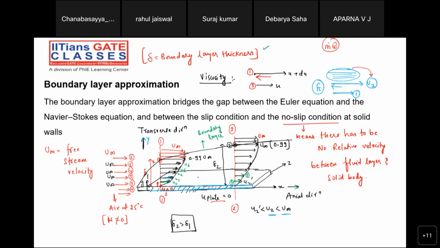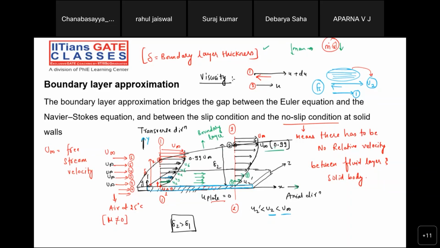But how can it transfer the momentum? If the velocity is reduced, the momentum transfer will also be reduced, right? Because more and more of the fluid layer will be coming in contact with the solid surface, the flat plate. This is a 3D figure. So more and more fluid will be coming in contact with the flat plate, and the effect of slowing down will be more and more. That's why they take much more distance to achieve the same 0.99 times u infinity.